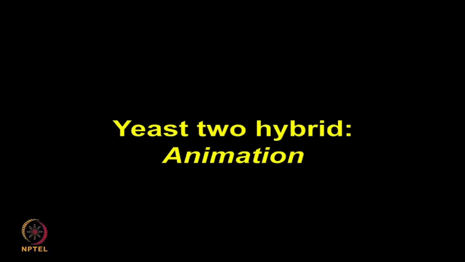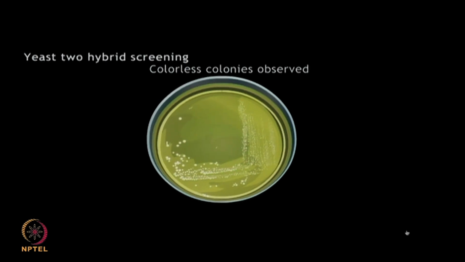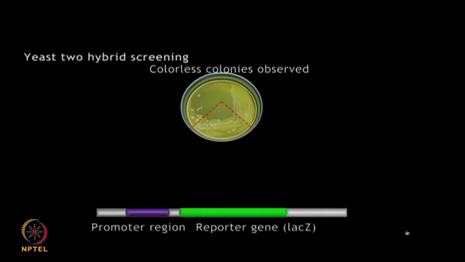Let us now go through an animation to understand the working of the yeast two-hybrid system. We will now talk about yeast two-hybrid. In yeast two-hybrid screening, the binding of a transcriptional activator protein composed of a binding domain and an activation domain to the promoter region is essential for expression of the corresponding reporter gene located downstream of the promoter.